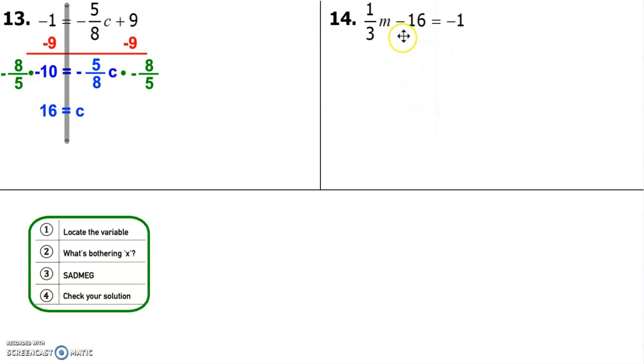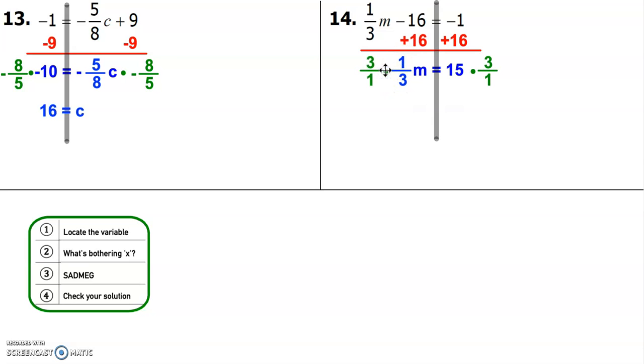Here I have a 16 that I need to add to both sides. That leaves me with 1/3 m equals 15. To get rid of the 1/3, I'm going to multiply by the reciprocal. So the reciprocal means the flip of that fraction. And that leaves me with m equals 45 because I multiplied by that 3 on both sides.